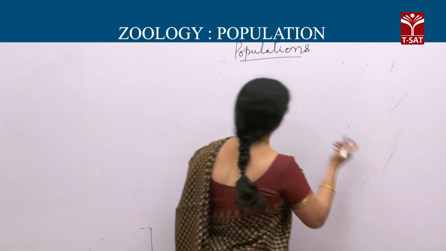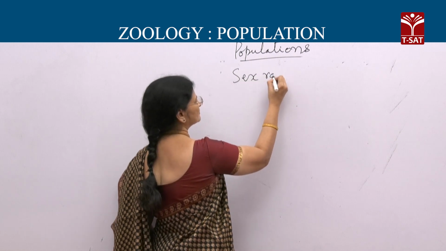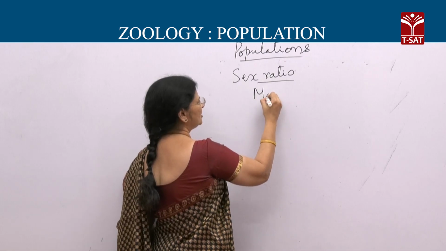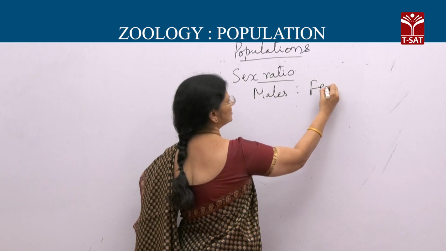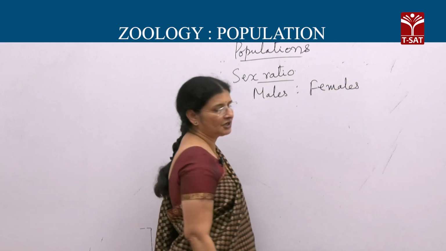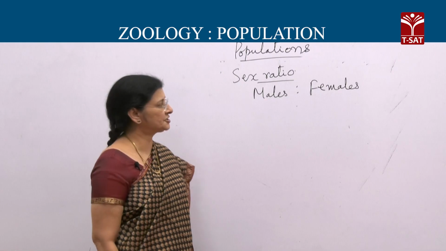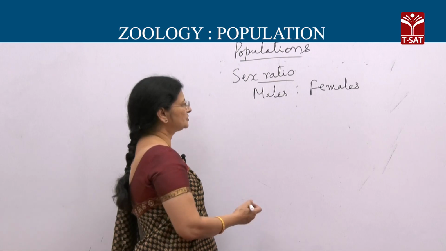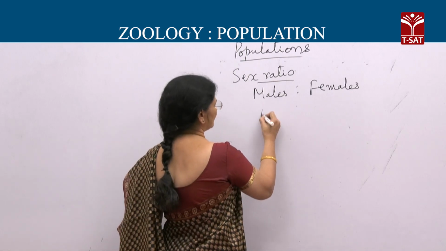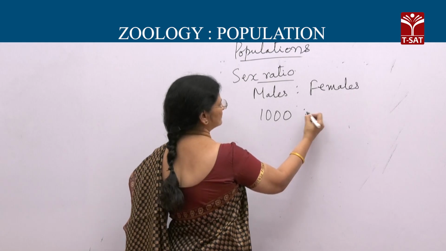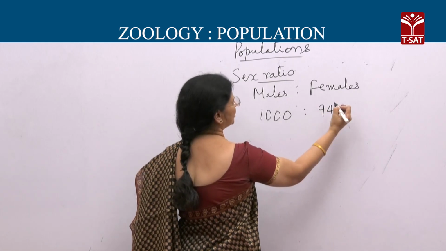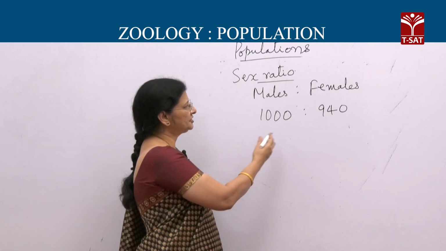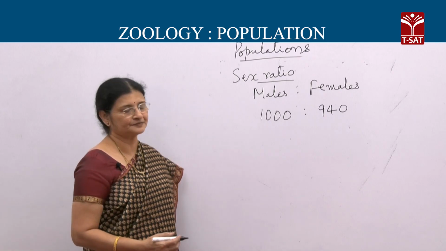Next is the sex ratio of individuals of a population. The ratio between males and females is also important when you are talking about the characters of a population. For example, in humans, in the recent census they said for 1,000 males there are around 940 females. Just as an example, this is the sex ratio of the population.